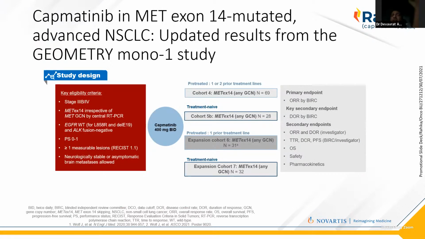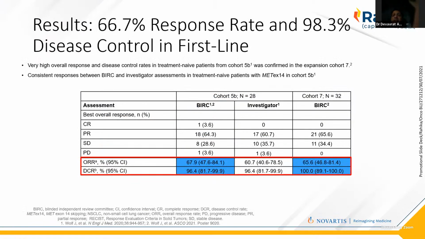So when you look at the updated results from cohort 4 and 5B, next slide, we have some more impressive data. Again, overall responses were maintained at the updated analysis, and in the post-marketing analysis in cohort 7 also, we are seeing fairly impressive responses with a disease control rate of nearly 100%. Next slide, please. Can I have the next slide, please? So when you look at disease control rate in the first line, this was the data. Next slide.